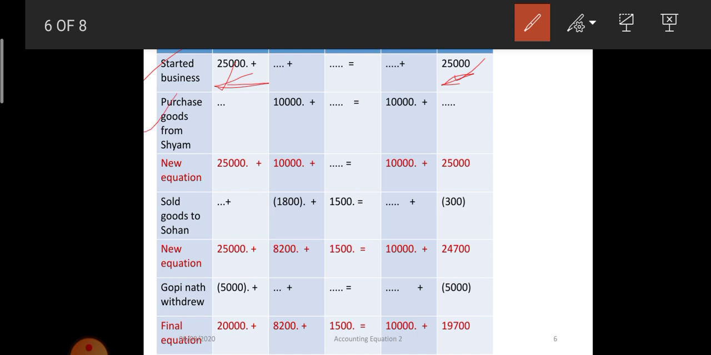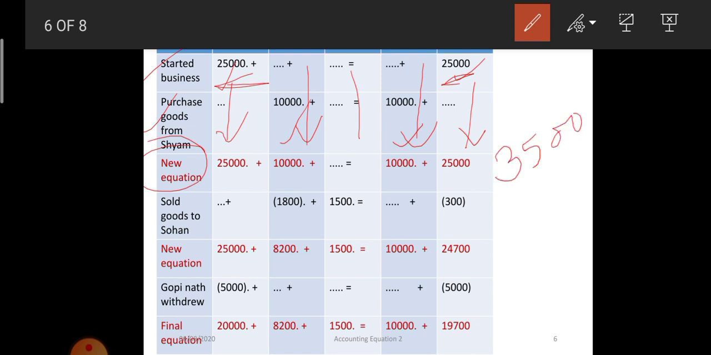Second transaction, purchased goods from Sham. Now see, it is mentioning the name of the vendor, so it is a credit transaction. So stock will increase by 10,000 rupees, and on the liability side creditors will increase by 10,000. So now check the new equation. Cash 25,000 rupees, stock is 10,000, no effect on debtors. Creditors have increased to 10,000 rupees and capital is unchanged at 25,000. So the total on both the sides is 35,000 rupees. Both the sides are equal.